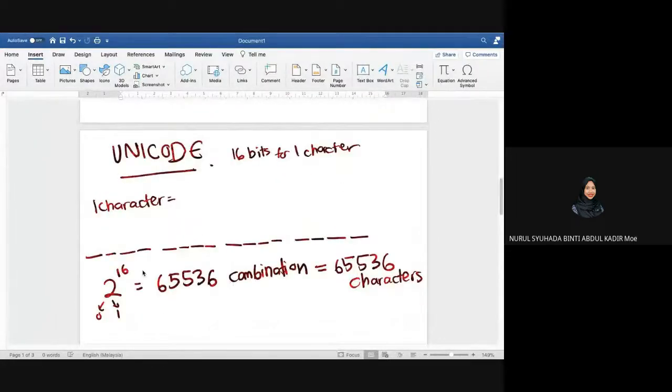Okay, this one. You have 16 empty places. Okay, one empty place, two options, 0 or 1. So to find how many combinations of zeros and ones you can make, you do 2 to the power of 16. So you got 65536 combinations. If one combination is for one character, so if you have 65536 combinations, it means you're going to have 65536 characters that you can make.